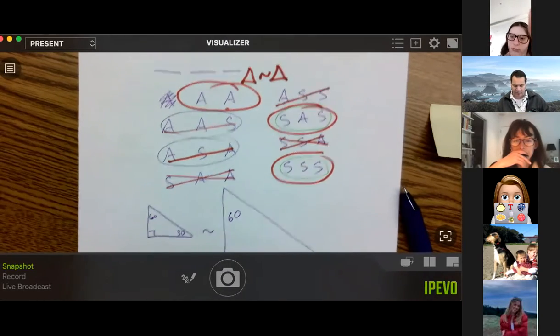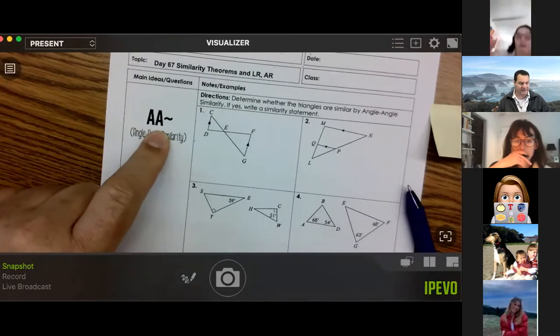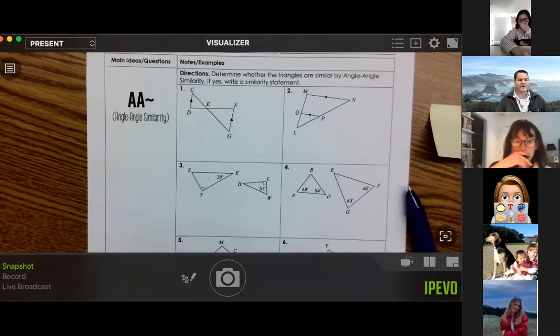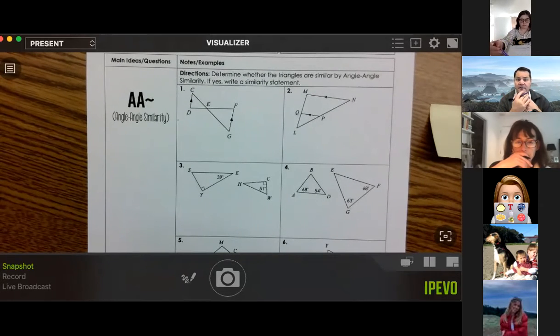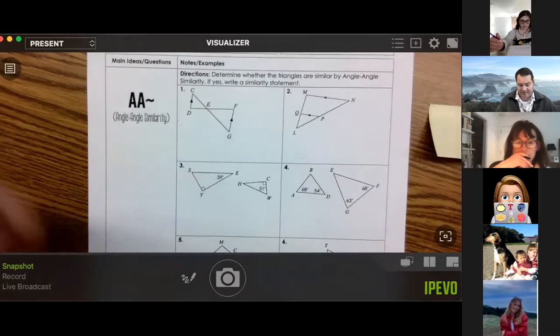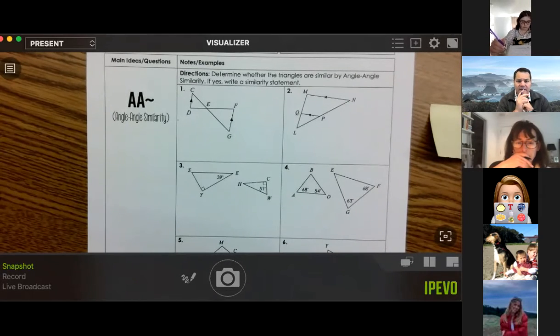Today, we're going to just broach that subject, just get you started working with angle, angle similarity. What angle, angle similarity says is that if I've got two triangles, each with a pair of angles that line up, that are congruent, then those triangles must be similar. So in this case, in problem number 1, I've got my two triangles here. I don't see any angles marked. How can I know if any of the angles are congruent?